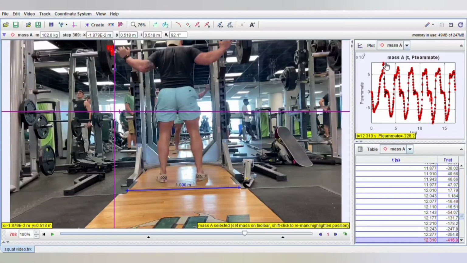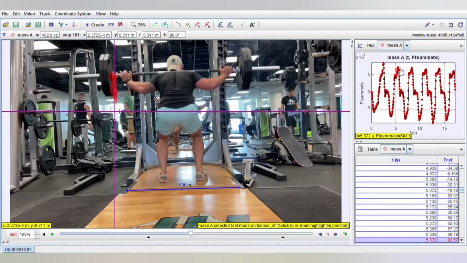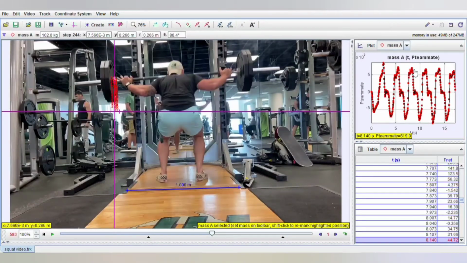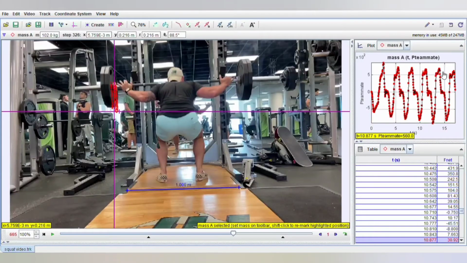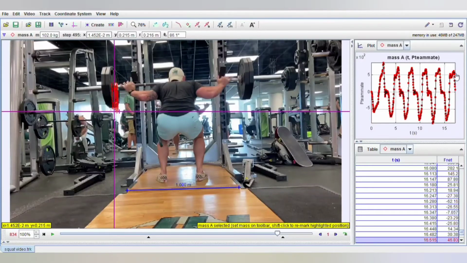And finally, my power. This is the really cool graph. This actually does match my human experience. I felt the most exerted when I was leaving the bottom of my squat, and that's what the graph is actually showing. These are all right after I reach the bottom of the squat and I start exerting the most amount of power when I'm trying to get that weight back to the top.